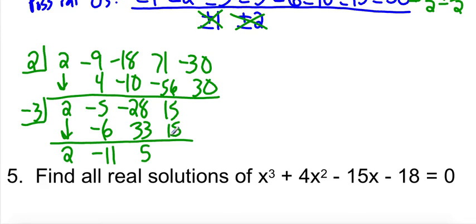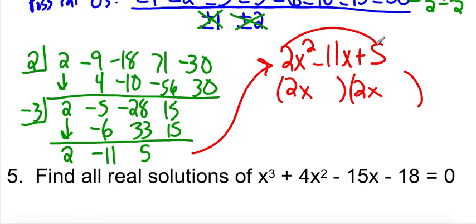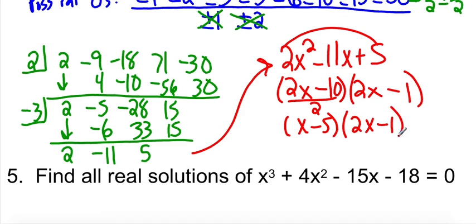Okay, now I have a polynomial that I might actually be able to factor. If you want to keep guessing and checking, you absolutely can, or you could stop at this point and say, this is 2x squared minus 11x plus 5, and I'm just going to factor that, hoping that it can be factored. So factors of 10 that add to 11 are going to be 10 and 1. They're both negative. Divide this one by 2. So we get x minus 5, 2x minus 1.